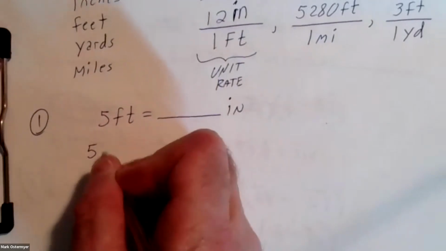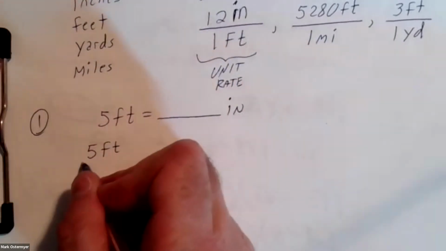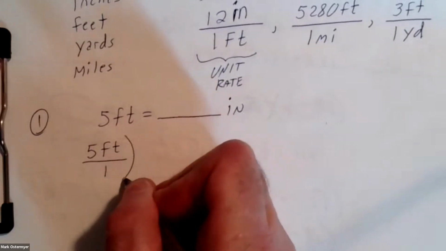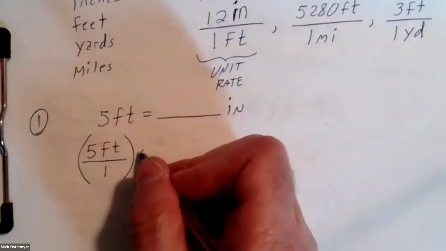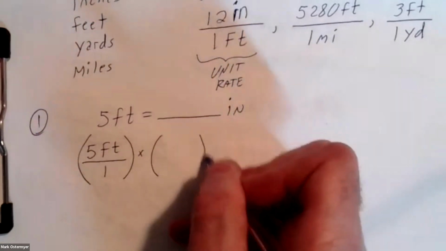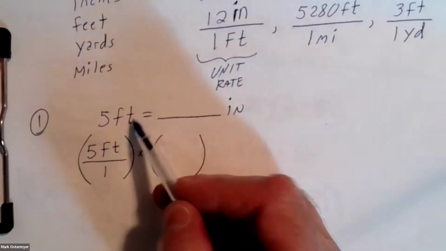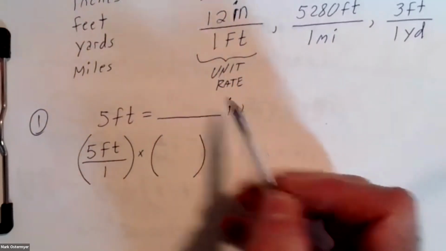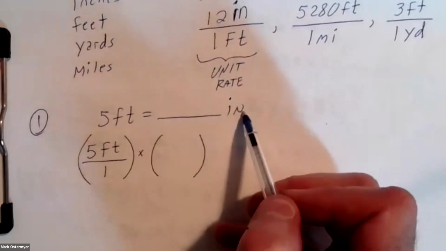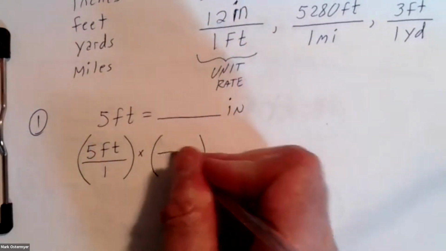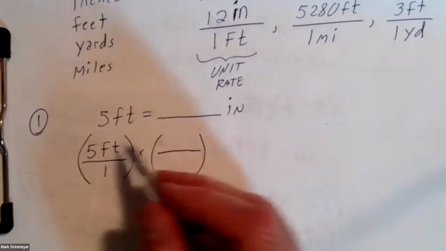We put 5 feet down on our paper, and you can put it over 1. We're going to have to multiply this 5 feet by what's called a unit conversion factor that will take us from feet and take us to what units? Inches. Do you agree? We want to go from feet to inches. So I want to get rid of feet, ladies and gentlemen. I want to go to inches.